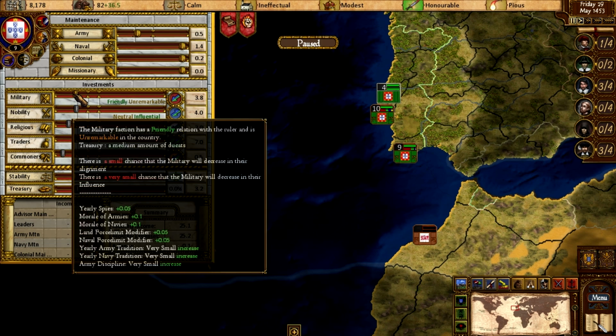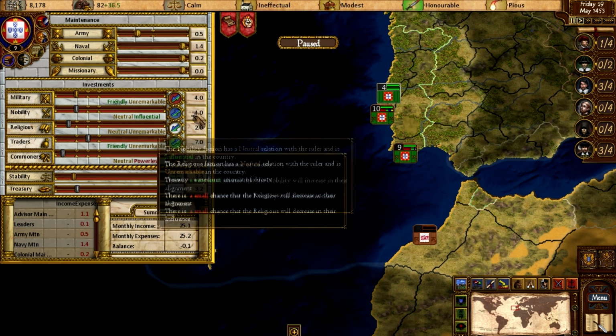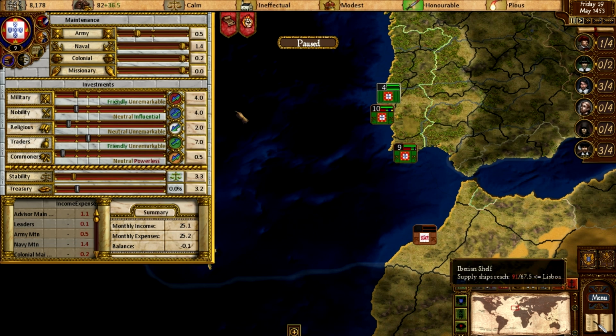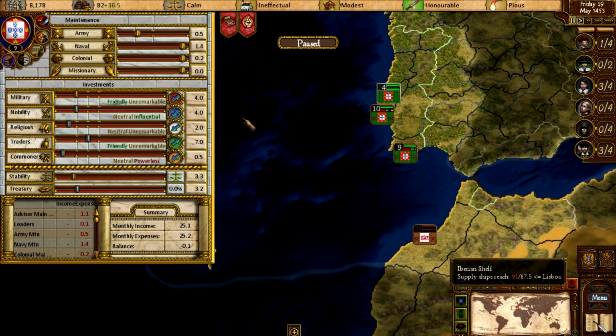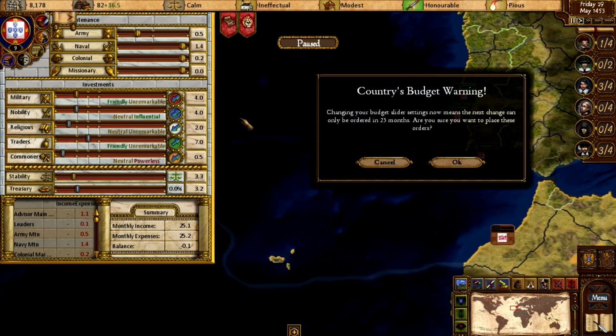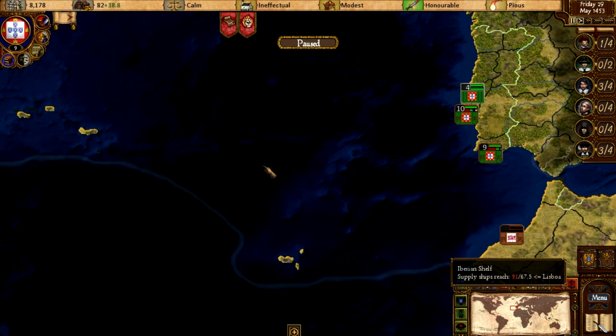Finally, I have the military faction, and the military faction is not very relevant to me, so I'm going to leave them around here, so they are more or less neutral towards me. And the rest of the money will be invested in stability, which seems good. So this is the first time I'm adjusting the budget slider, and I can only readjust the budget slider again in 2 years. So each time I adjust the budget slider, it has to be a very careful decision.